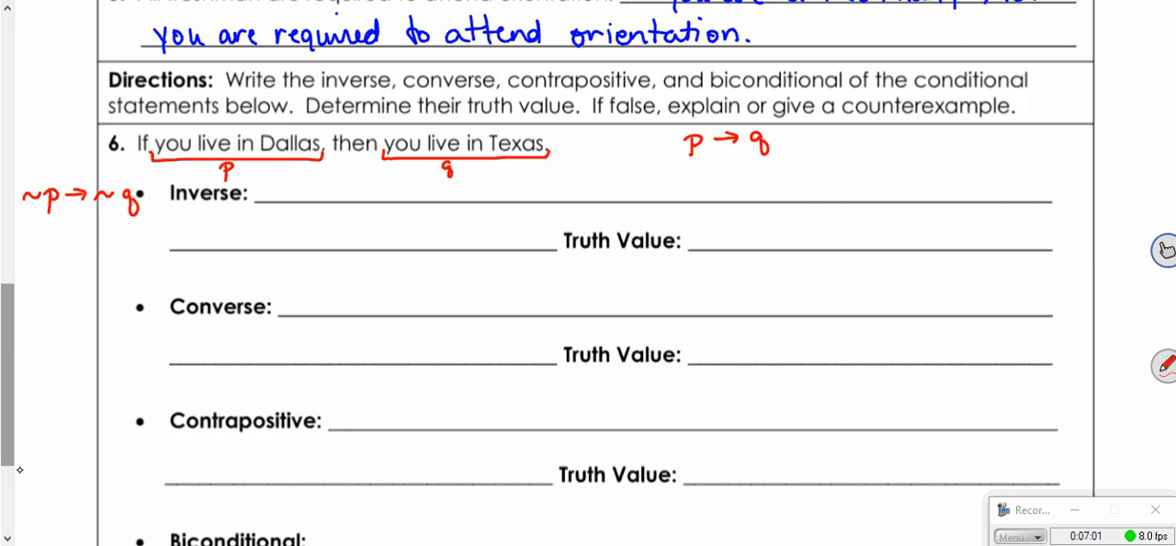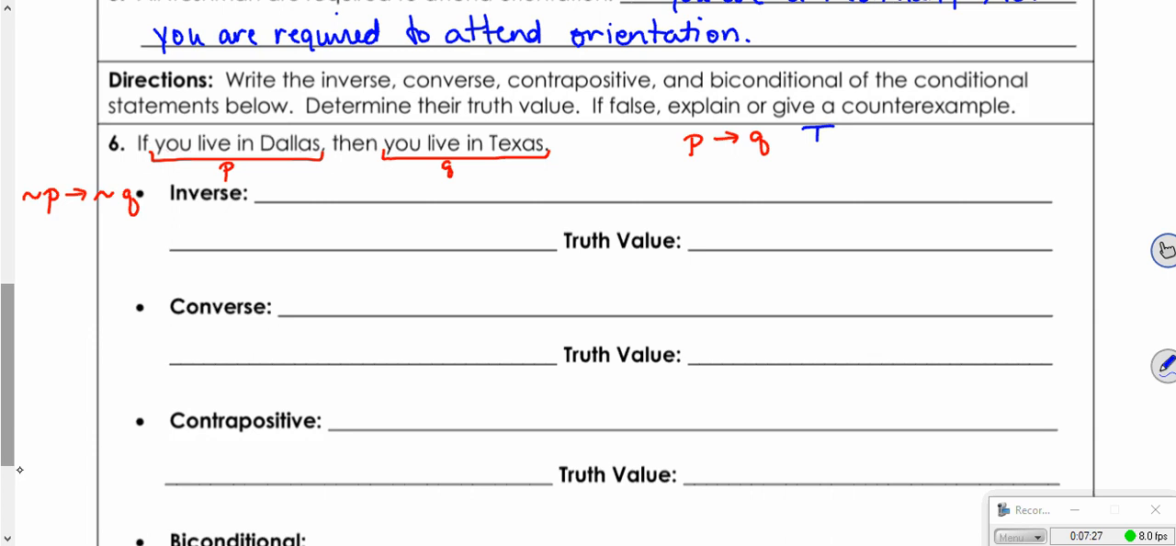So if I'm just calling you live in Dallas as my P and you live in Texas as my Q, then this is the conditional statement, if P, then Q. Now, first of all, if you live in Dallas, then you live in Texas, that would be a true statement. I hope you all can see that. Okay, now we're assuming they mean Dallas, Texas.